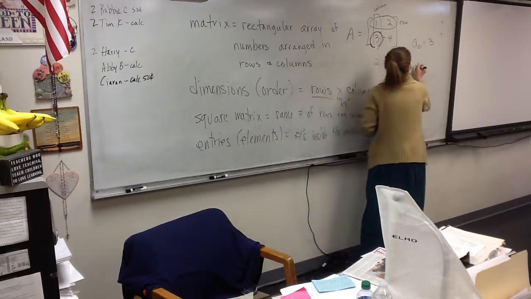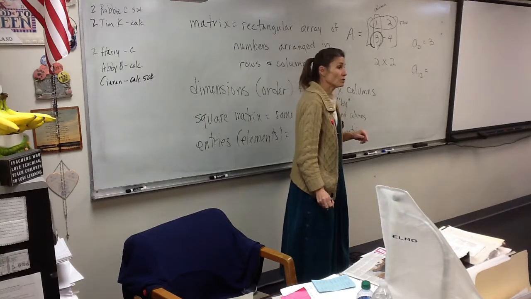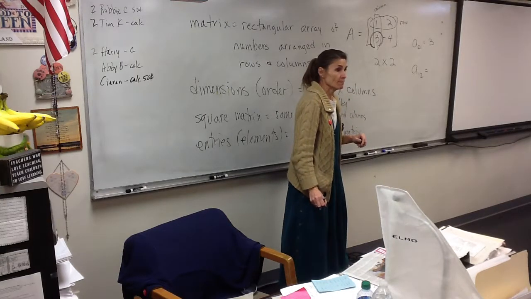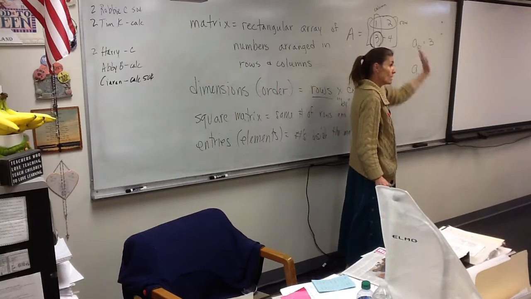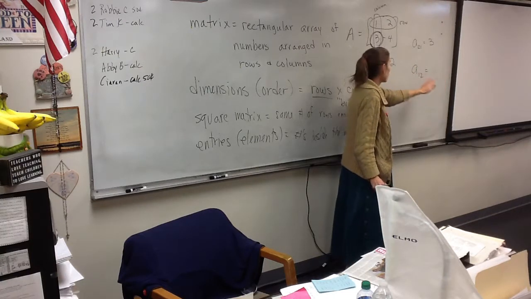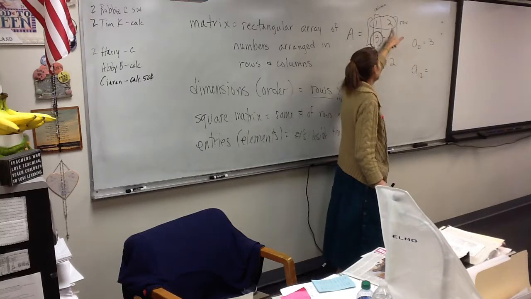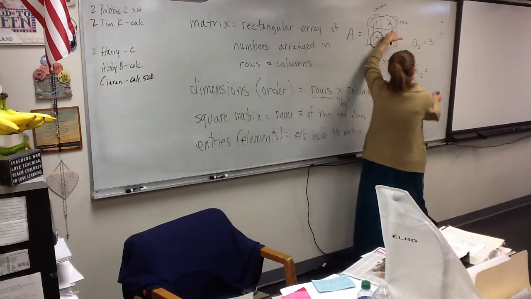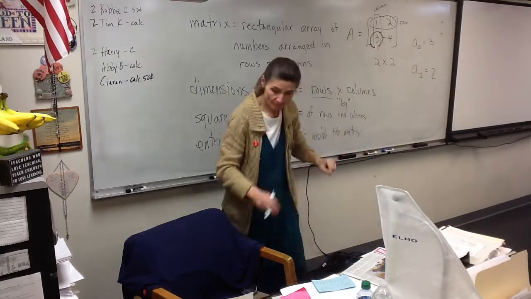As opposed to this, which would be a whole different number. This would mean first row, second column. So what number's in that spot? First row, second column. 0. Oh, there's no 0 in this one. Oh, I thought we were looking at B. Oh, no, yeah.